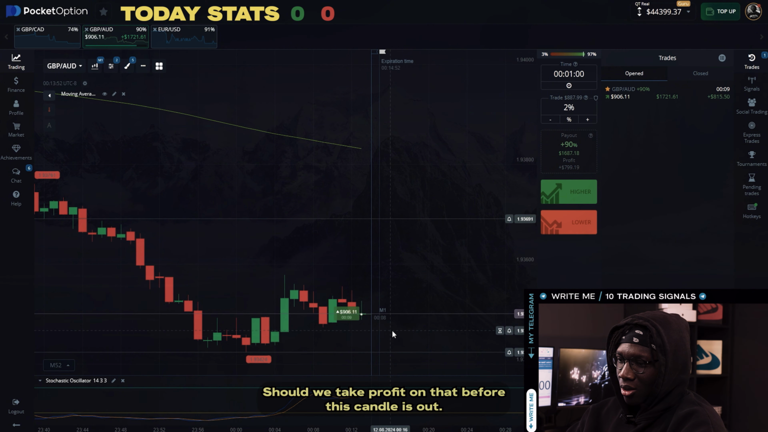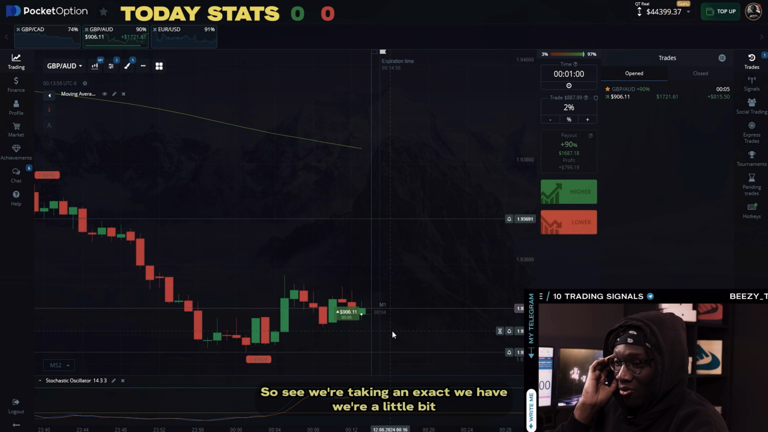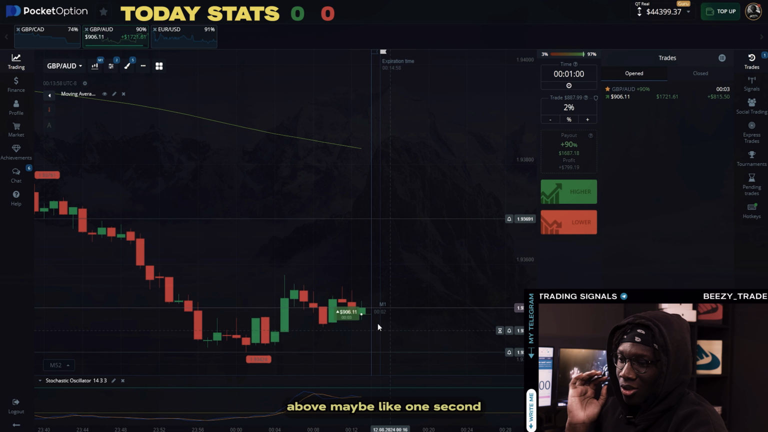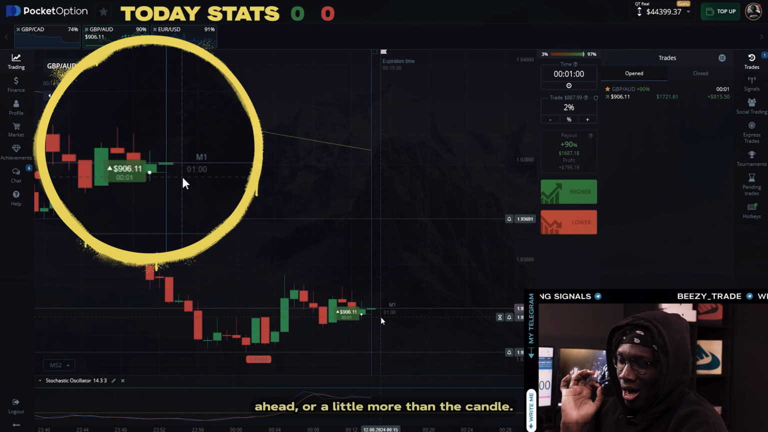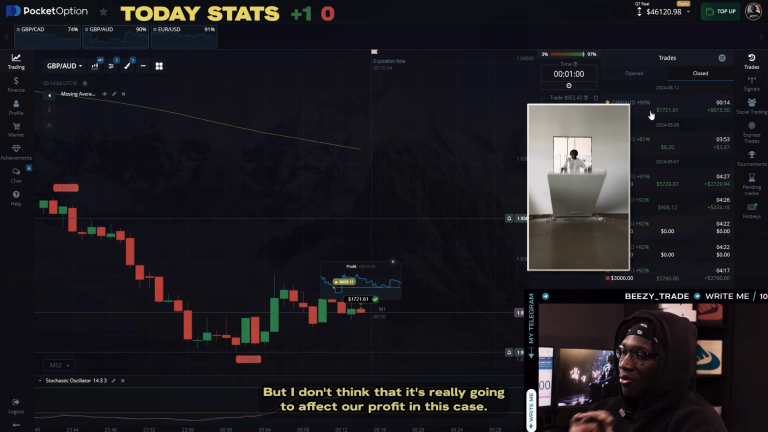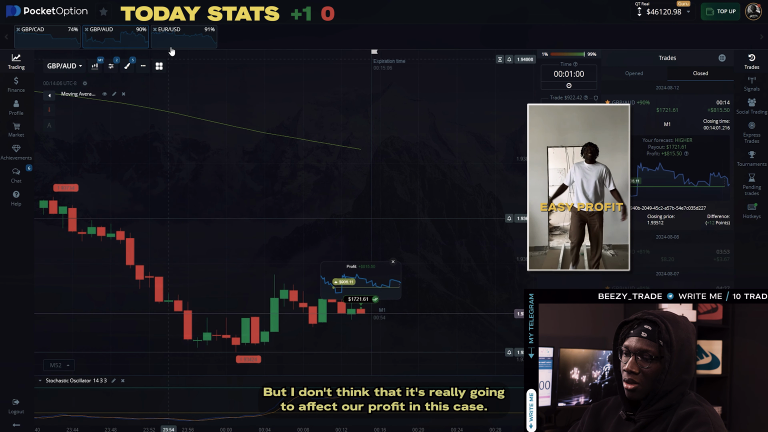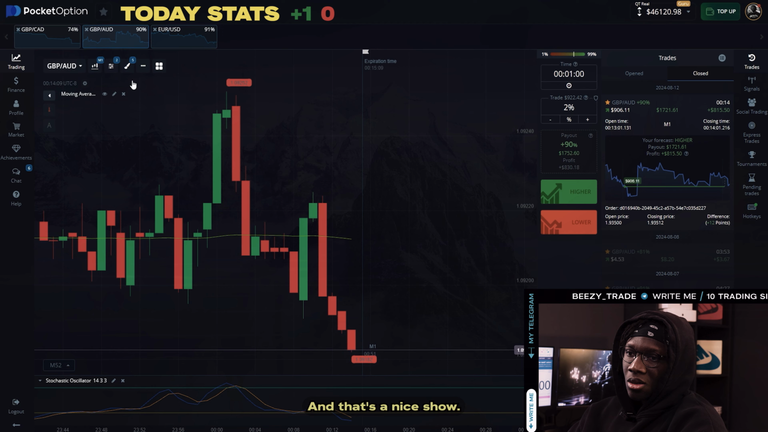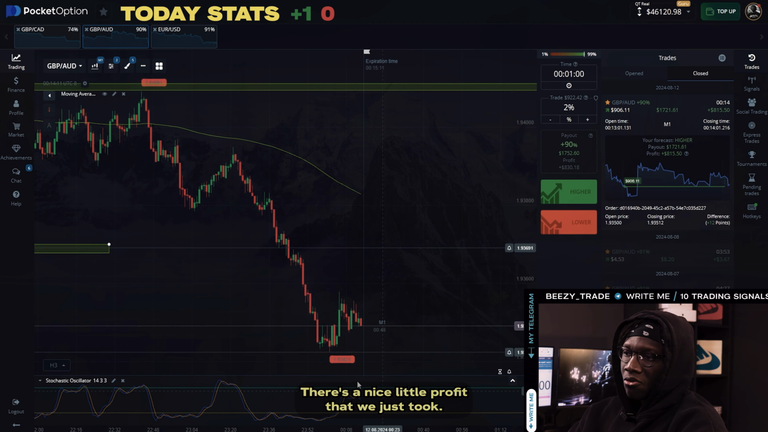Should we take profit on that before this candle runs out? So see, we're targeting exactly. We're a little bit above, maybe like 1 second ahead, or a little more than the candle, but I don't think that it's really gonna affect our profit in this case. And that's a nice one, I'll show you right there. That's a nice little profit that we just took.